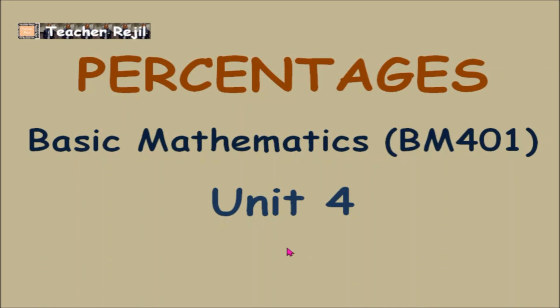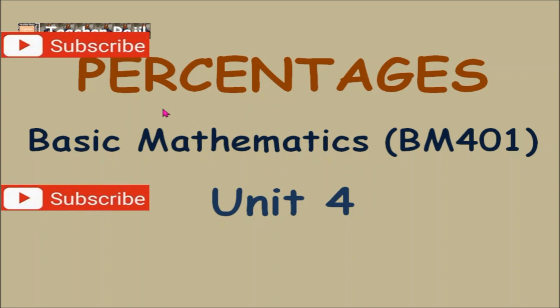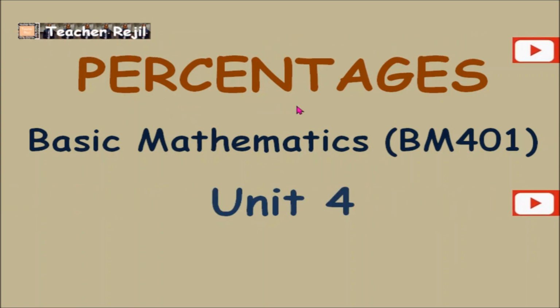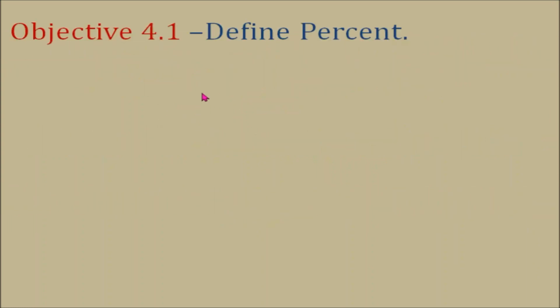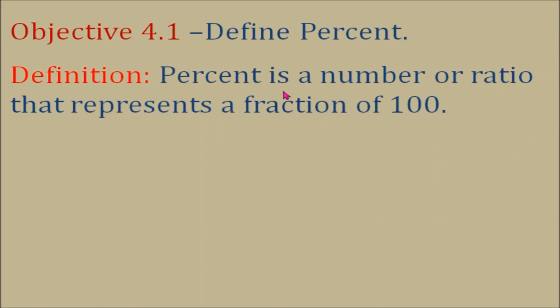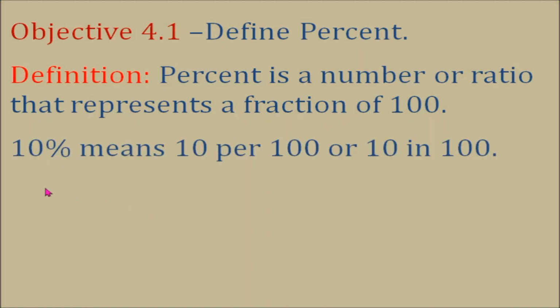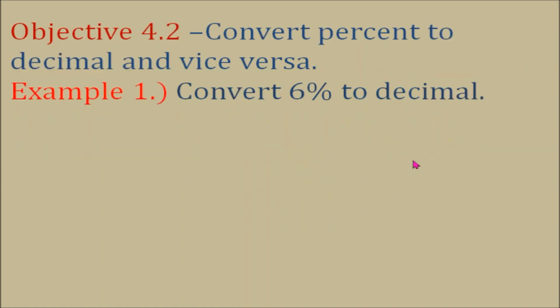This is Unit 4 of the course Basic Mathematics, and it's about percentages. Objective number 1, define percent. So percent is a number or ratio that represents a fraction of 100. So if we say 10%, that means 10 per 100 or 10 in 100.